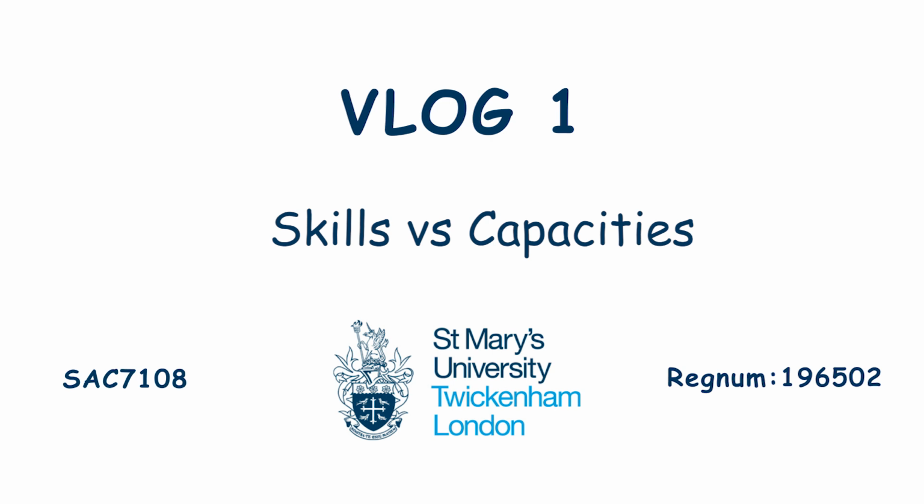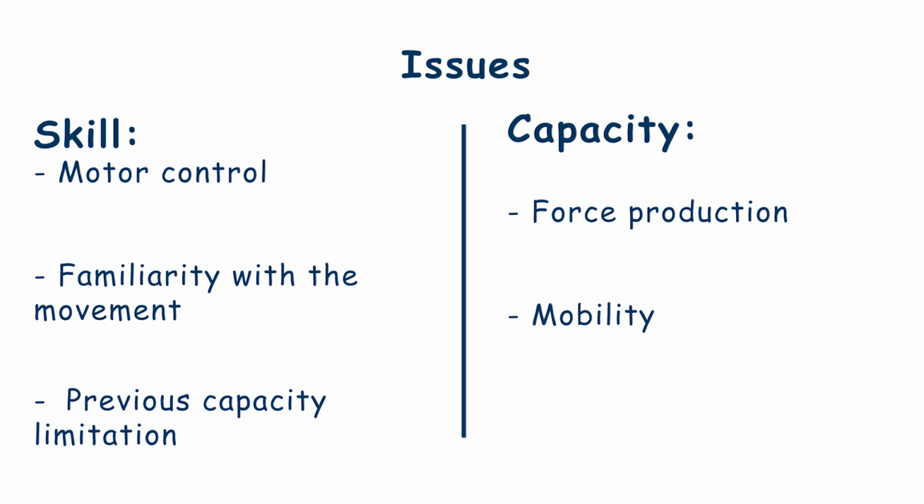This vlog is about skills versus capacities issues in the weight room. I will show you two distinct weight room movements, and each of these movements will be performed twice by different athletes. Before I start with the actual movement analysis, I believe it is important to define and distinguish the two key concepts of this vlog, skill and capacity issue.